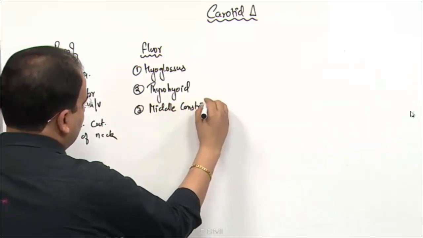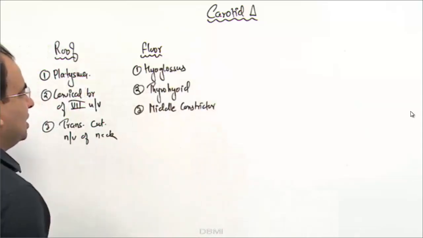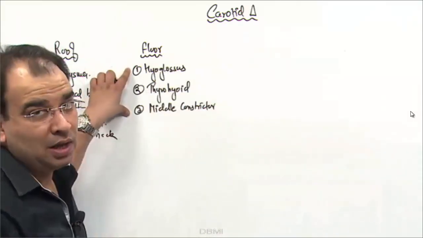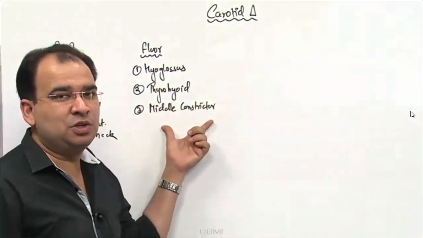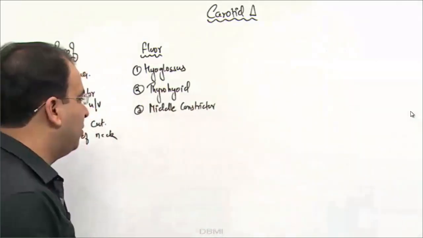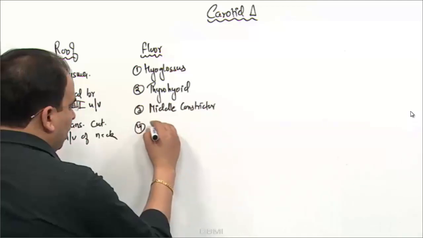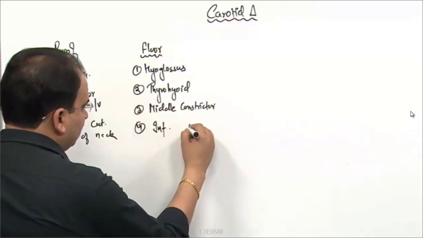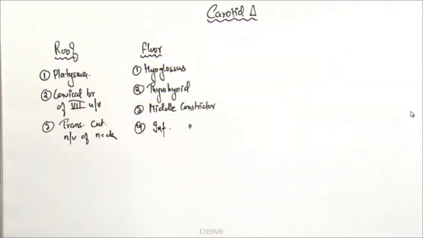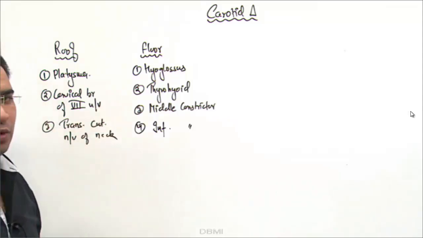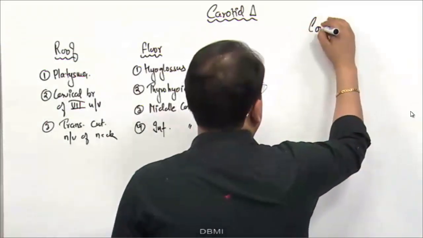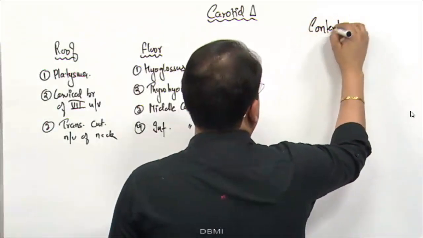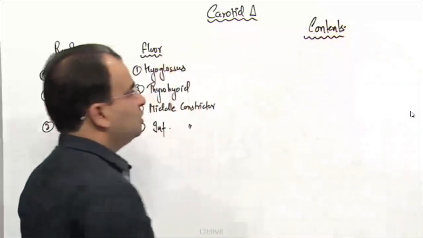Middle constrictor. See, the common thing about these three muscles is all three are related to the hyoid bone: hyoglossus, thyrohyoid. Even middle constrictor is originating from greater and lesser cornua of hyoid bone. And then we also have inferior constrictor. So these are the muscles which are forming the floor of carotid triangle, the roof and the floor. Boundary we already know. Coming to the important part, that is the contents of carotid triangle.